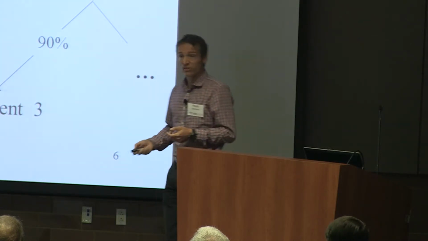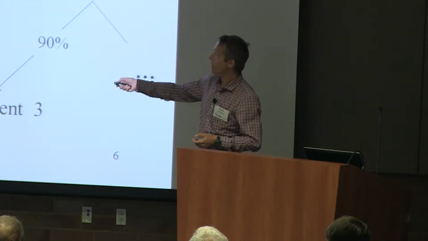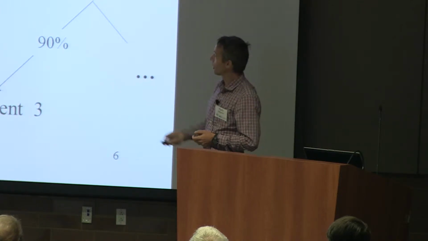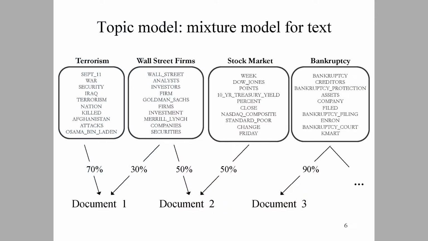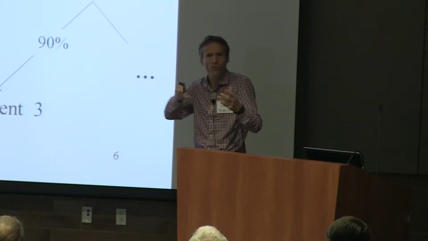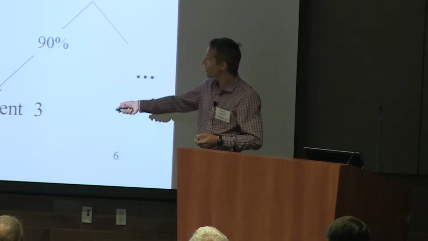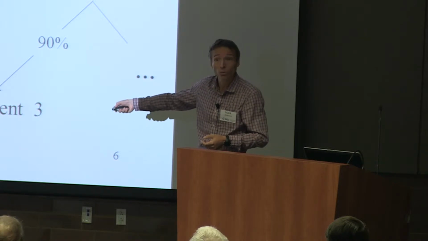Now the model is a very simple probabilistic model. It assumes that text in documents can be produced as mixtures of these topics. So this document might be 70% about terrorism and 30% about Wall Street firms. And it's a very simple set of probabilistic sampling steps that explains the words in each document.